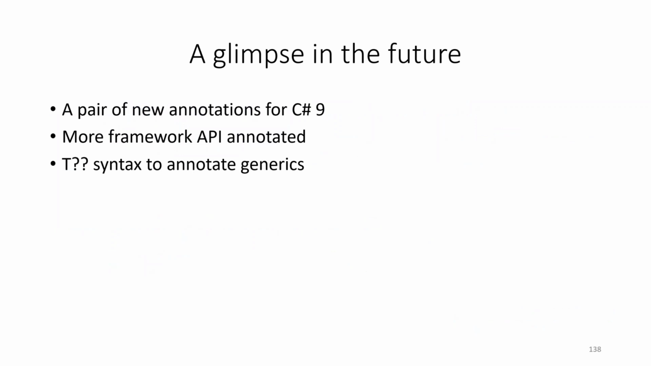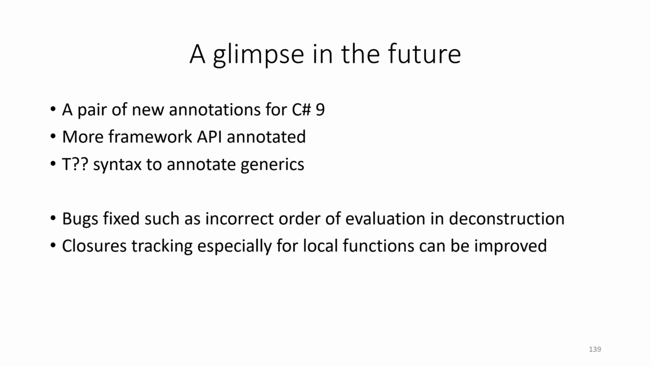And in the future, we are already getting a pair of new annotations for C# 9. You can try them with the preview language version. We are definitely getting more framework APIs annotated, such as FirstOrDefault. And there is a consideration for a new syntax to annotate generics. And we will probably get some bugs fixed and improved closure tracking, especially for local functions.